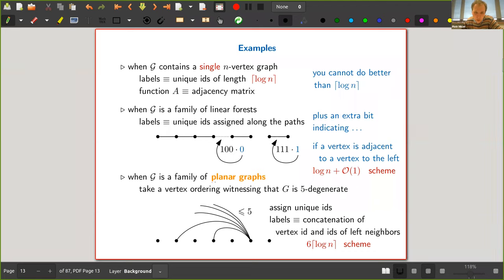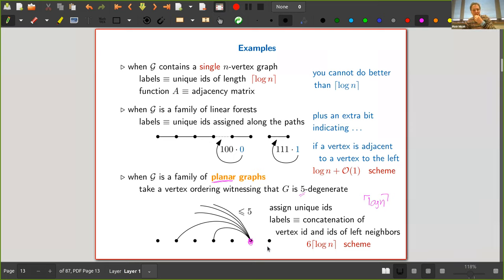Now, we are aiming here for planar graphs. So what is the baseline for the planar graphs? Well, we can use that they are 5-degenerate. So take the ordering witnessing the degeneracy. Every vertex sees at most 5 vertices left of it. And now, again, put unique identifiers on your vertices. You don't have to respect the ordering here, you can, but just unique identifiers. So the length of the unique identifier is again log n, well, C log n if you want to be precise. And then just concatenate to the label the labels of the neighbors left of you. There are at most 5 of them. So the total length of the label is 6 times log n.